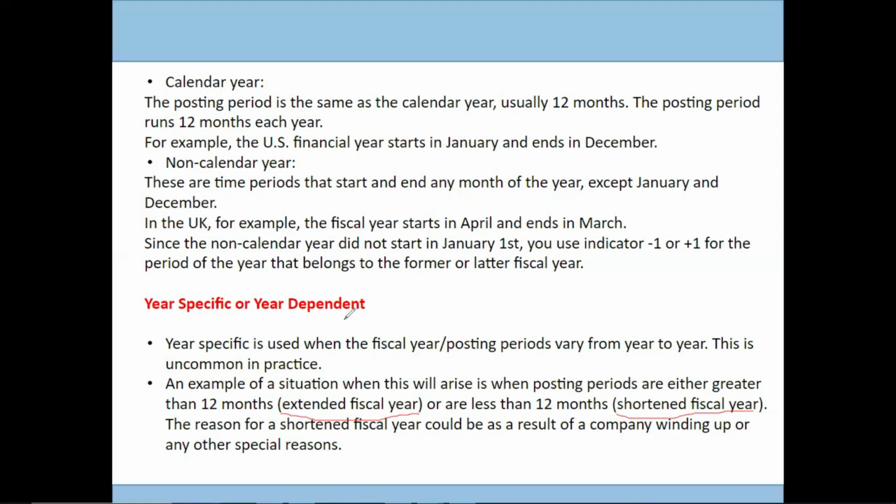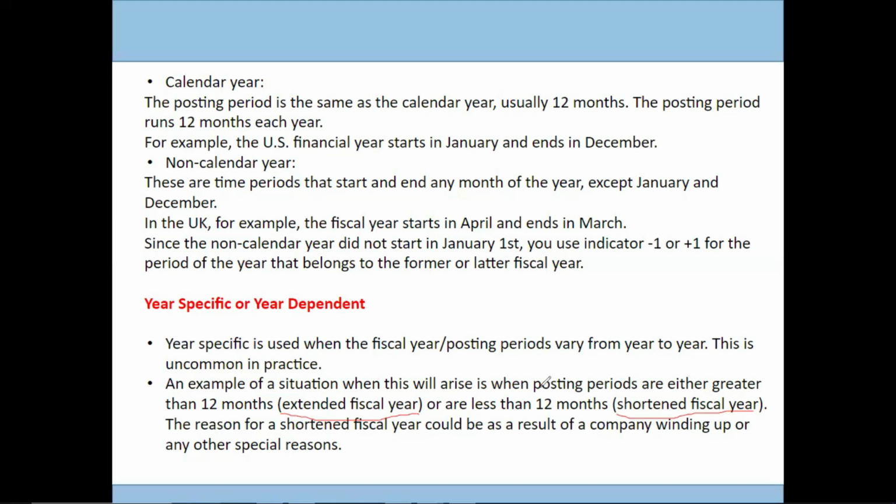What does a shortened fiscal year mean? Let us say you are winding up your company in the month of June or July. In that scenario, the period from April to June or July will be a shortened fiscal year, because it is not a complete fiscal year. So this is a rare scenario for the fiscal year. What does an extended fiscal year mean? Let's say you started the company in the month of February or March. It will be treated as an extended fiscal year.